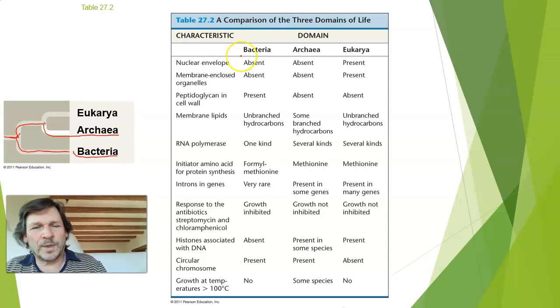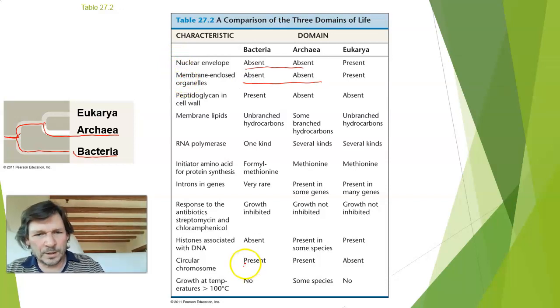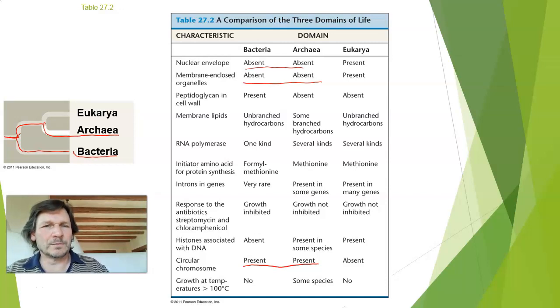They have prokaryote traits, so they don't have a nuclear envelope, they don't have membrane-bound organelles. Look here, they have the single chromosome. And so these are things that they get from inheriting from the common ancestor and being prokaryote.